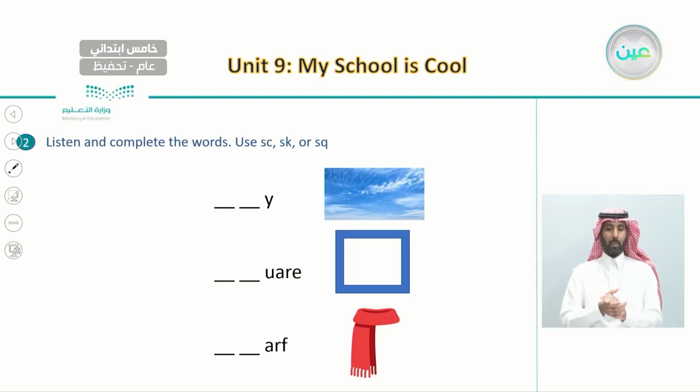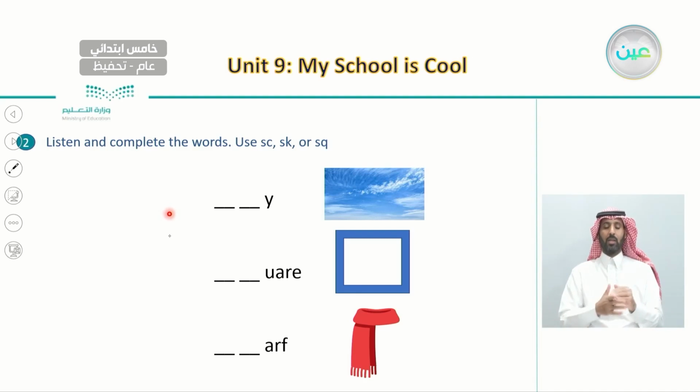So here what we're going to do, you're going to listen and complete the words. Use either SC or SK or SQ. So here we're going to start one by one. I'm going to point and say the word. And I would like you, once you listen to this word, to write down the letters here. Either you write SK or SC or SQ. So let's start with the first picture. The first picture here is for the word sky.